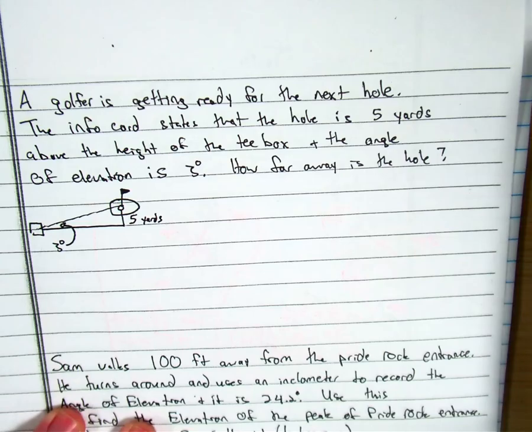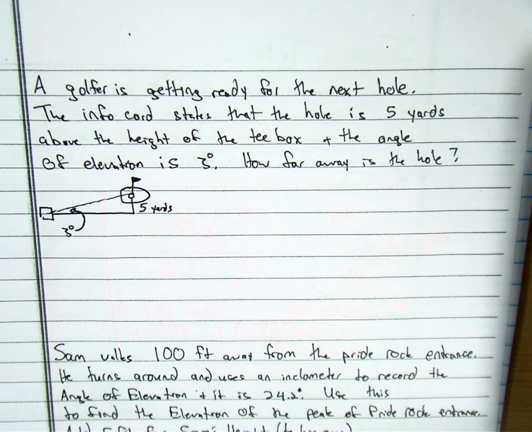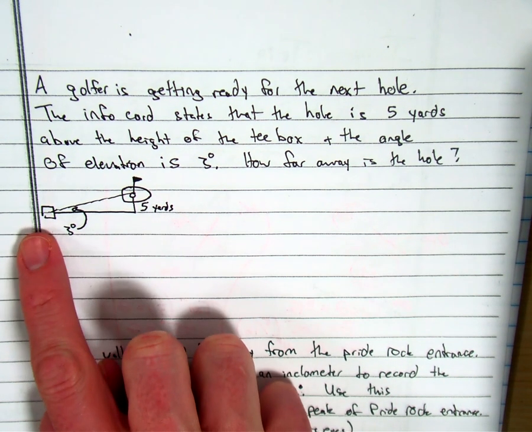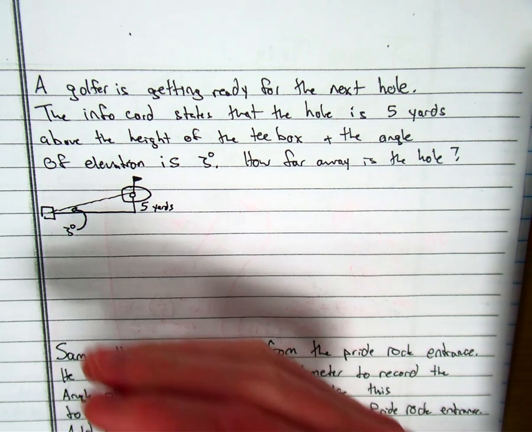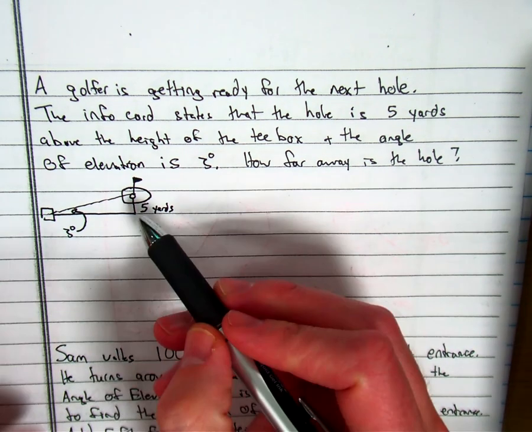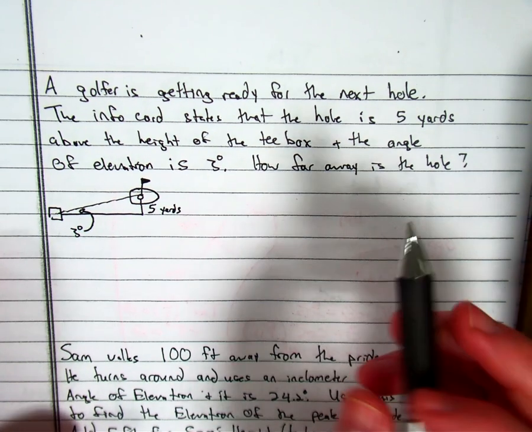Alright, what fun awaits on the backside? Story problems. A golfer's getting ready for the next hole. The info card for that hole states that the hole is 5 yards above the height of the tee box and the angle of elevation is 3 degrees. How far away is the hole? So we got the tee box, we got the green, we got the hole in the middle. It's 5 yards above where we are teeing off from. So it's uphill, and that's uphill with 3 degrees incline there.